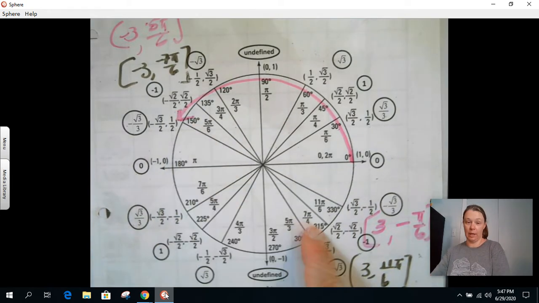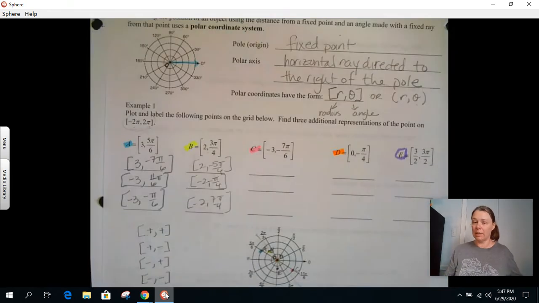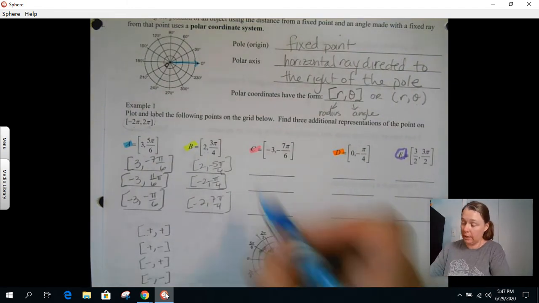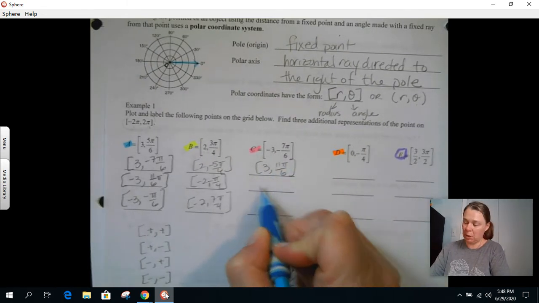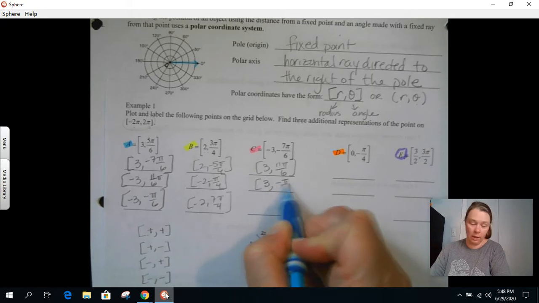So 5 pi over 6, but the negative would get me over here. It is kind of a lot at first to get the hang of how it works with the negatives because you're rotating and you have a radius. And then especially when it's negative, it can just get to be a lot.